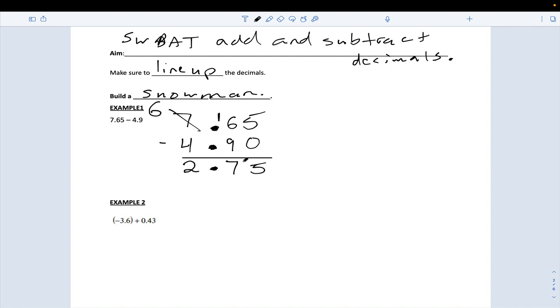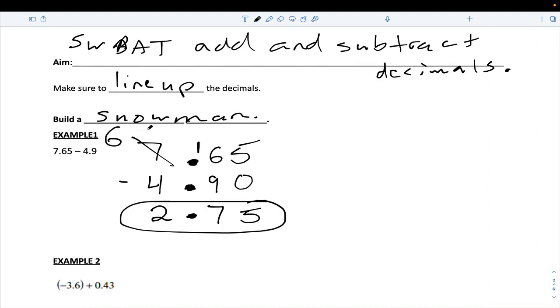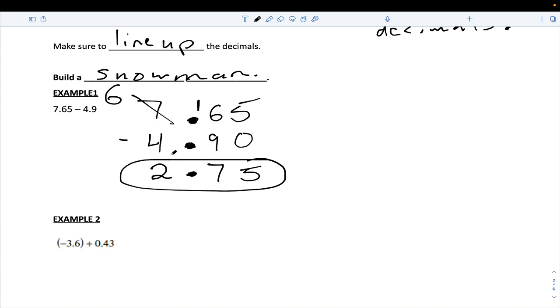And 6 minus 4 is 2. Is this answer a good guy or a bad guy in the end? Evelyn. 7 faces a 4. Why is it good, Evelyn? Who's bigger, the 7 or the 4? And minus 4.9 is the same thing as a bad guy 4.9, right? So that minus sign means it's a good guy 7, bad guy 4. So good guy should win.